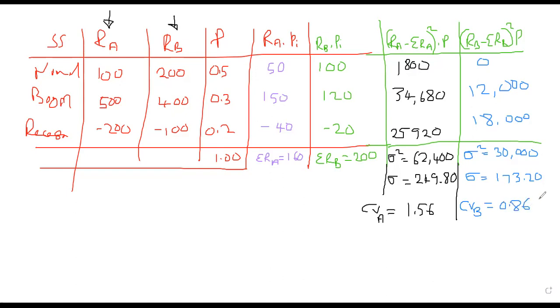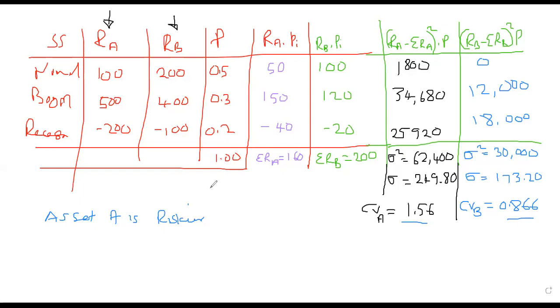So which one has more risk between asset A and asset B? We say the higher the CV, the more risky the return. So which one has more risk? Asset A. So asset A is riskier.